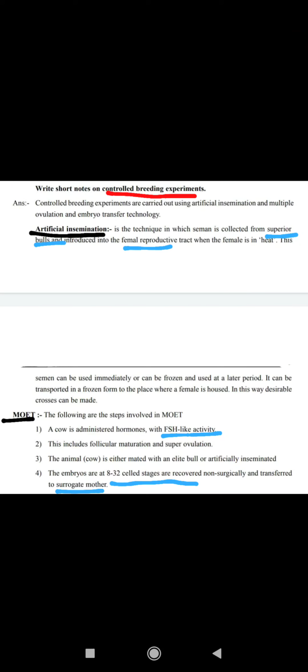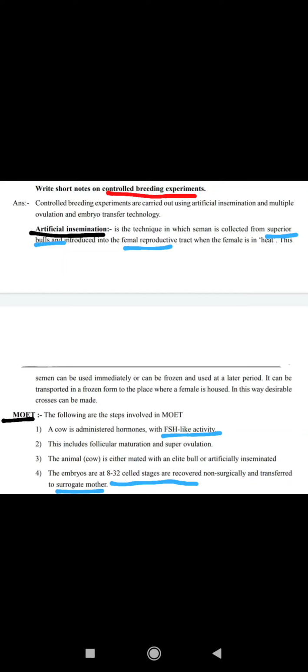So what are these controlled breeding techniques? Breeding is nothing but producing offspring. So how can we do it in a controlled way? This is known as a controlled breeding experiment. These are carried out by three methods: artificial insemination, multiple ovulation, and embryo transfer method. Two steps actually. So what is this artificial insemination?